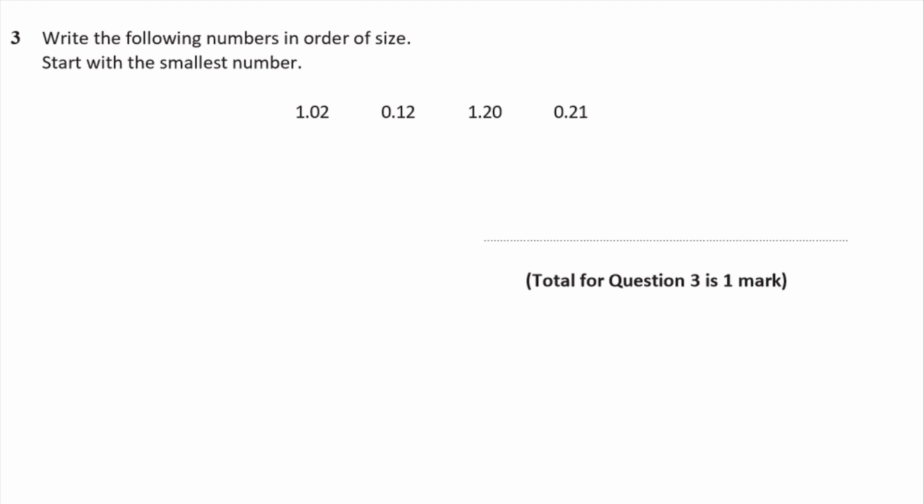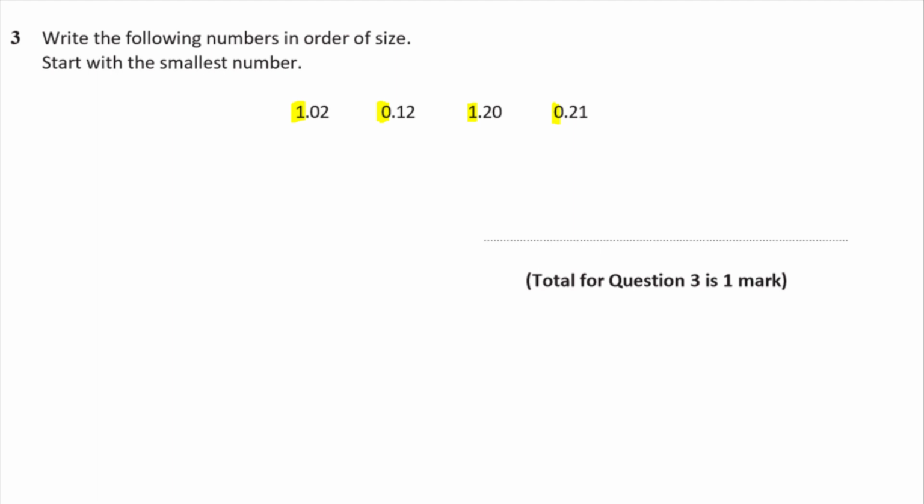Question 3. Write the following numbers in order of size. Start with the smallest number. I've got 1.02, 0.12, 1.20 and 0.21. Now you need to compare like with like. If we're looking at the first digit of each number, the ones column, you can see some of them are ones and some of them are zeros, and obviously the smallest ones are going to be the ones that start with 0.